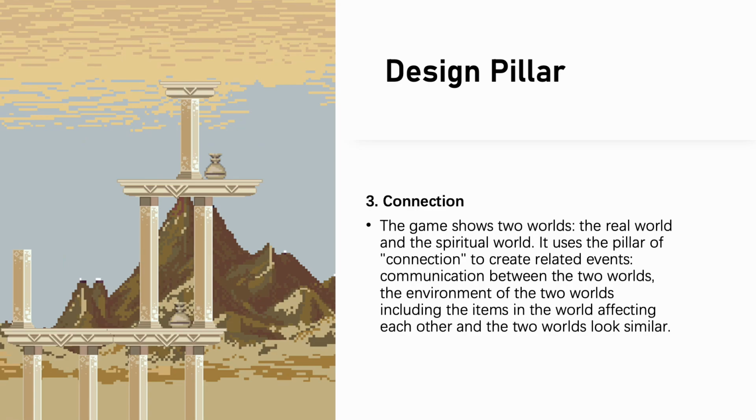The final design pillar is connection. The game shows two worlds, the real world and the spiritual world. It uses the pillar of connection to create related events. Communication between the two worlds and the environment of the two worlds, including the items in the world, affecting each other, and the two worlds look similar.